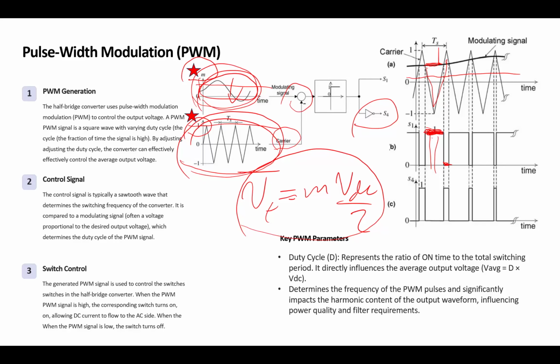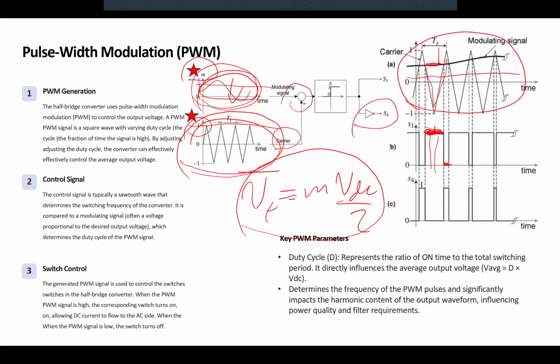Like here, I'll give you a hint. There are two parameters here that would change the width of this pulse. One of those parameters is this reference signal. If I change the reference signal, the duty ratio would change, correct? We talked about that. What is the other parameter?